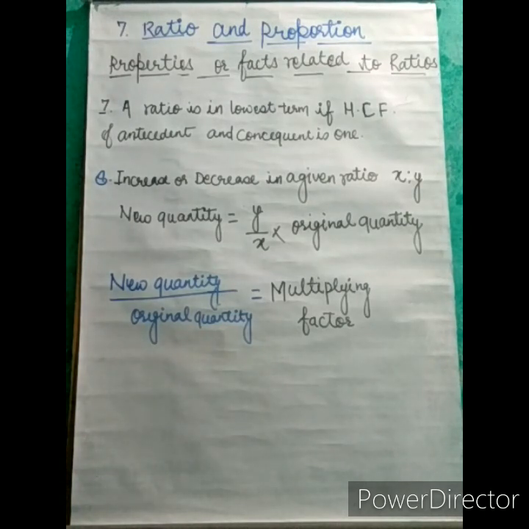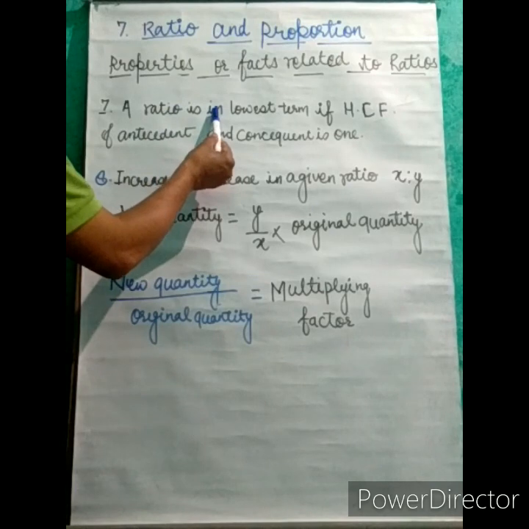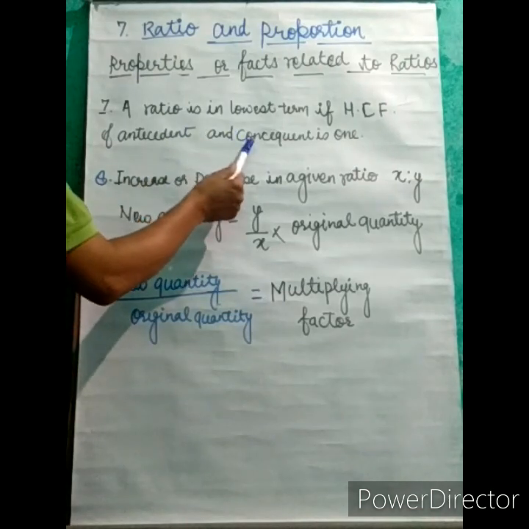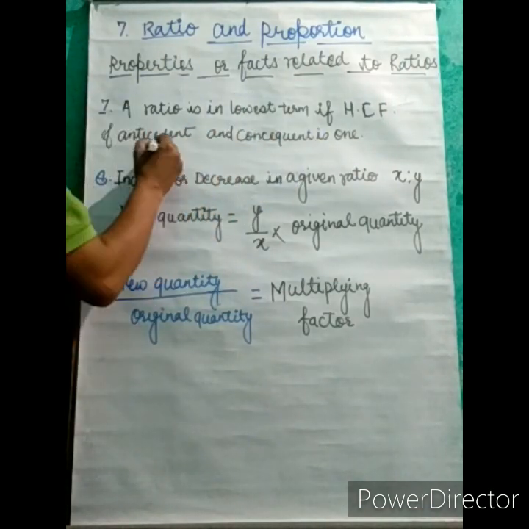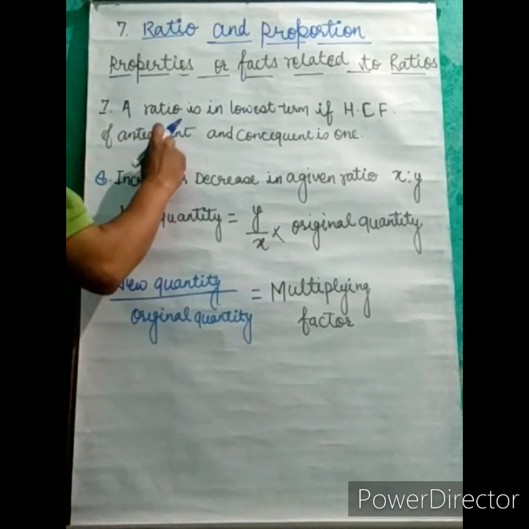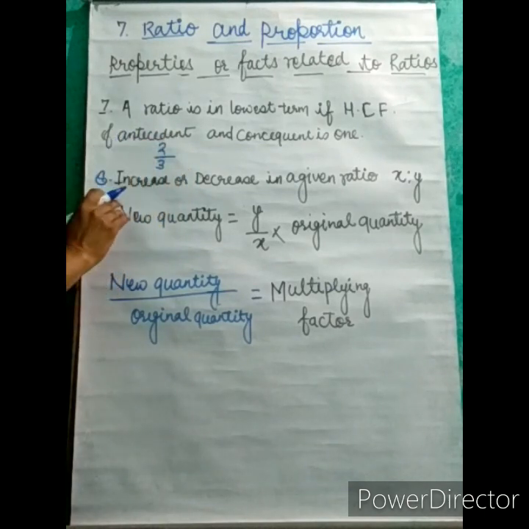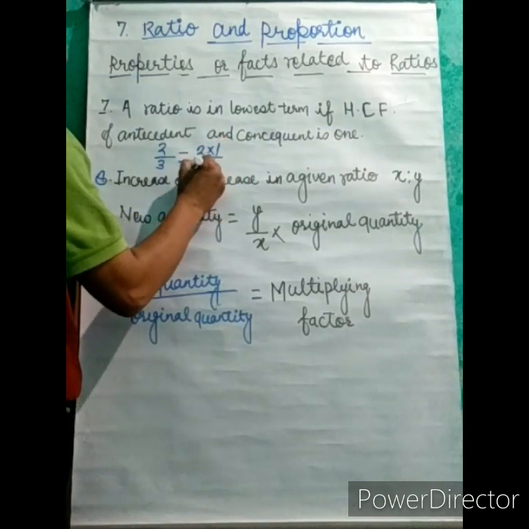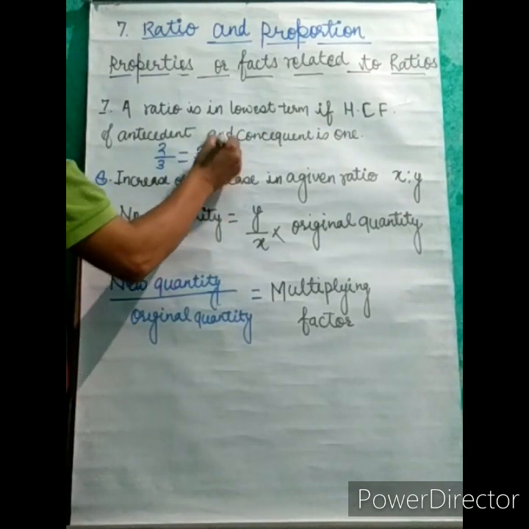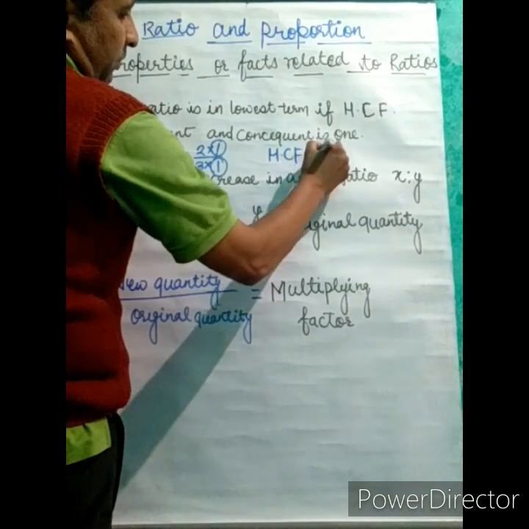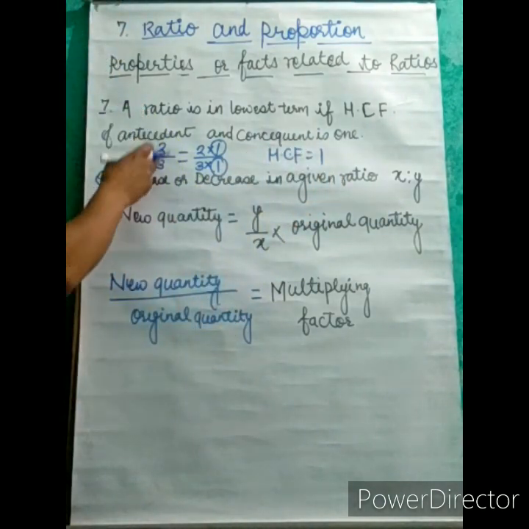Now, the seventh property: a ratio is in lowest terms if the HCF of antecedent and consequent is 1. Now, if you take 2 over 3, the HCF will be 1 only, because there is nothing common between 2 and 3. If you take factors of 2, you get 2 multiplied by 1, and factors of 3, you get 3 multiplied by 1. So what is common? Common is 1. It means HCF is equal to 1. So we can say that 2 over 3 is already in lowest form.